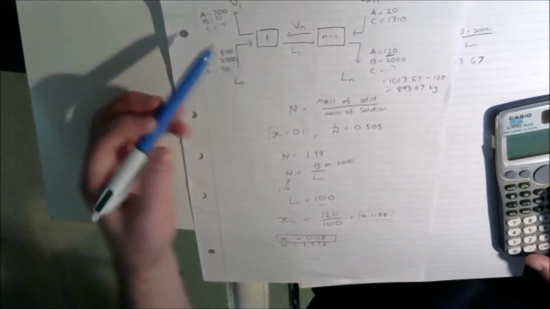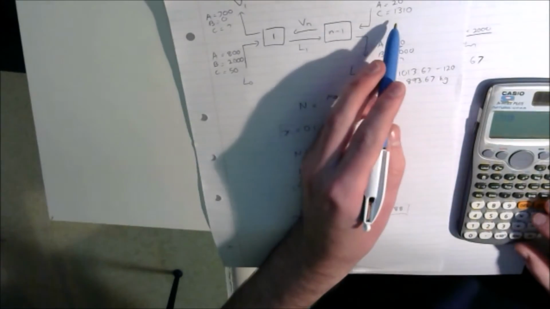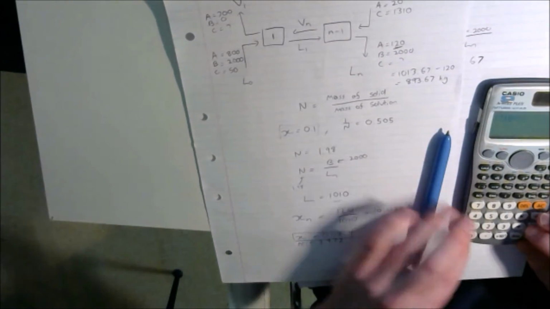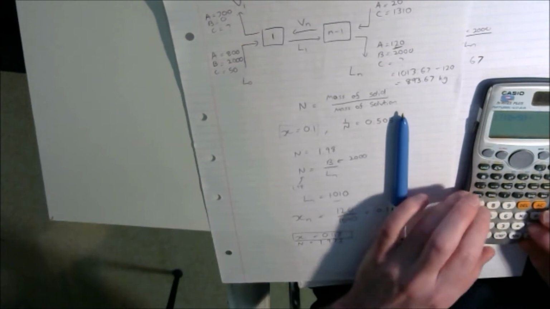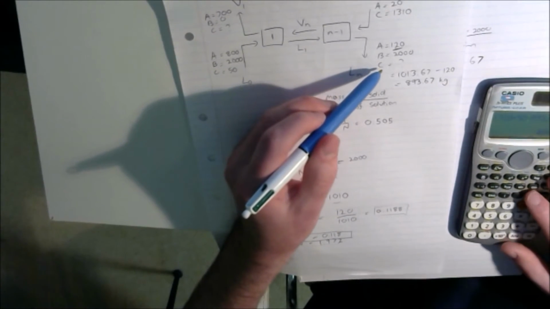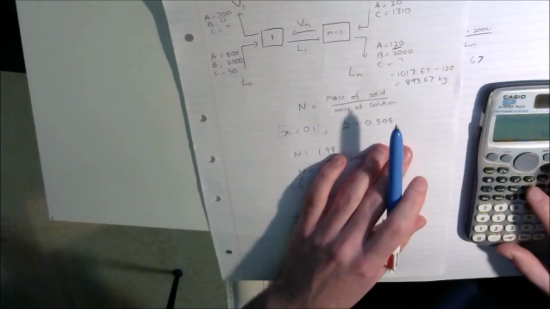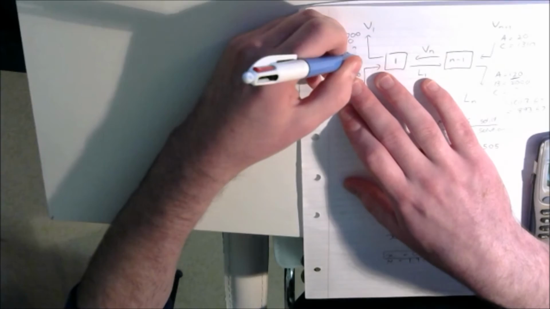So simply by doing a quick mass balance on C, we've got 1,310 kilograms coming in, plus 50 from our solid, minus 893.67 going out with our solid. That means that the remainder, 466.33, is going to be coming out in our overflow stream.